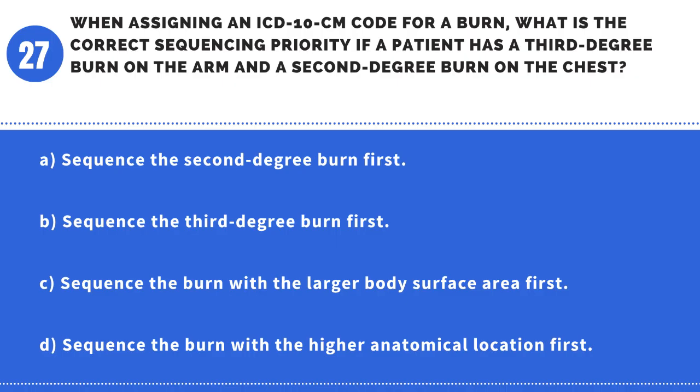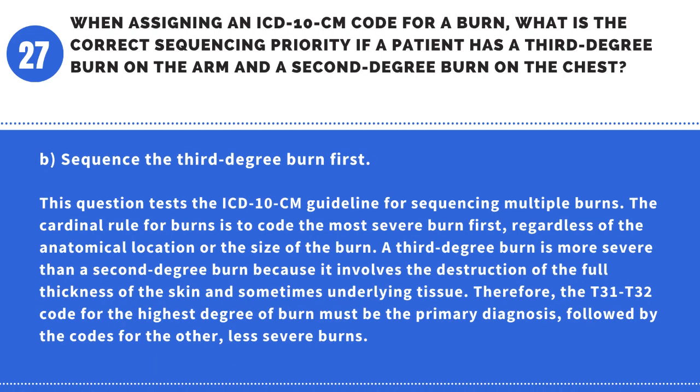Question 27. When assigning an ICD-10-CM code for a burn, what is the correct sequencing priority if a patient has a third-degree burn on the arm and a second-degree burn on the chest? A. Sequence the second-degree burn first. B. Sequence the third-degree burn first. C. Sequence the burn with the larger body surface area first. D. Sequence the burn with the higher anatomical location first. Answer: B. Sequence the third-degree burn first.